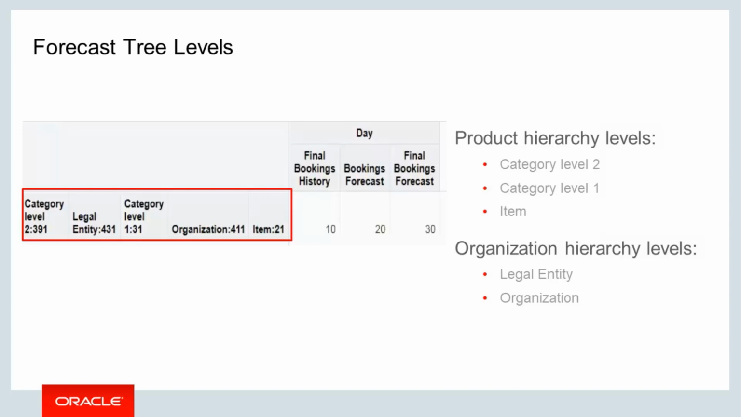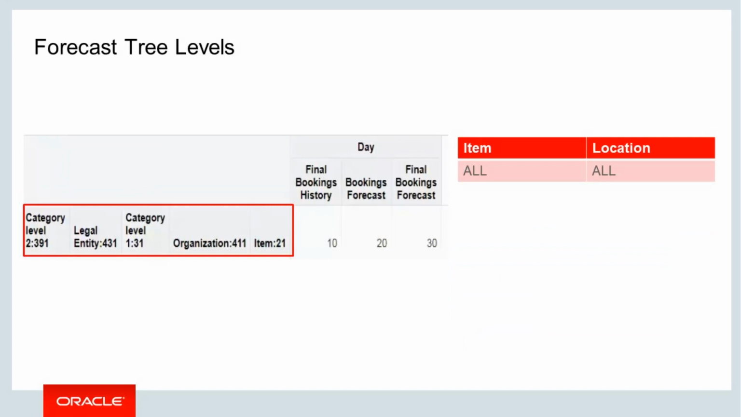Time-related levels cannot and should not be part of the forecast tree. Our levels from the product hierarchy are category level 2, category level 1, and item. Our levels from the organization hierarchy are legal entity and organization. The construction process of the forecast tree goes top-down and always starts with a fictive level, where no forecast is done, aka the top level. Item is all and location is all.